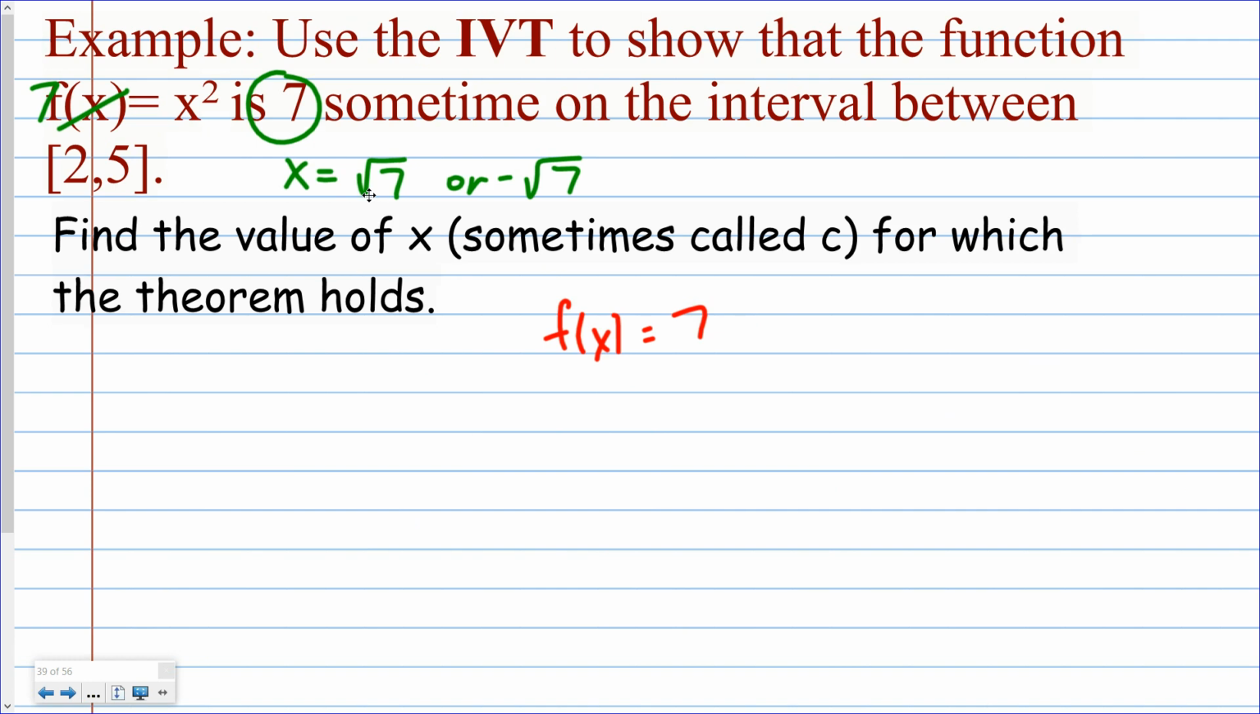Do you agree with that? But guys, the x needs to be on the interval between 2 and 5. So which one would I pick? You pick the positive. You would say, okay, the answer would be x equals square root of 7. You guys good with that?